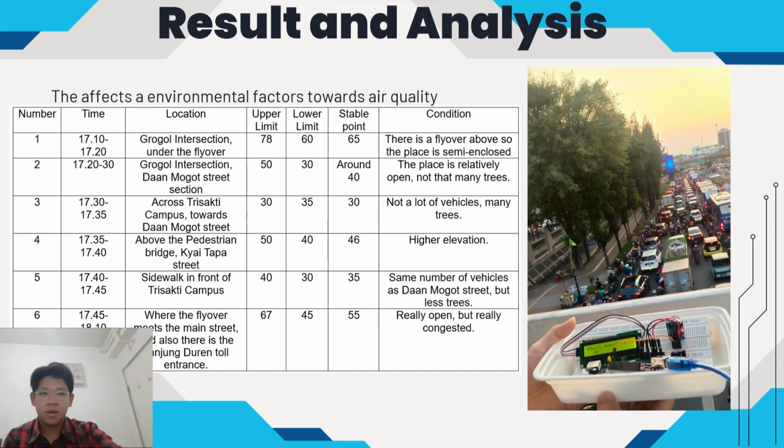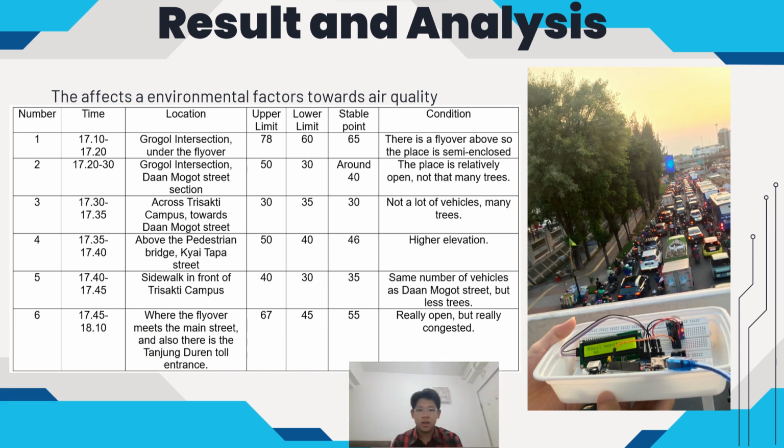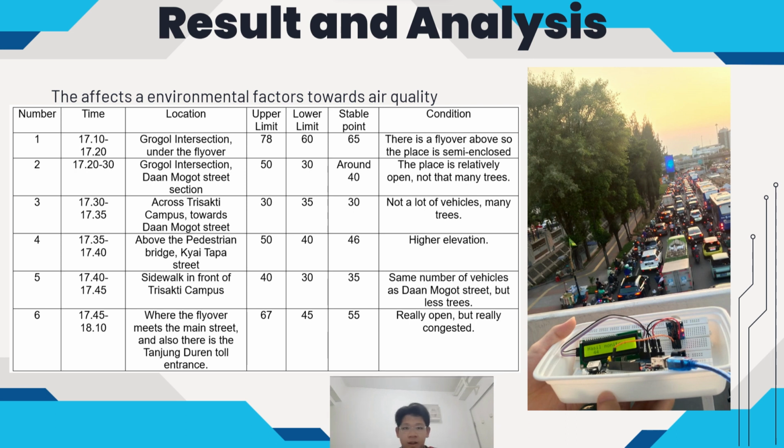The highest reading was 78, and it was taken at the Grogol intersection under the flyover. I took the data under a flyover, so the place is semi-enclosed. And the lowest readings was across the Trisakti campus towards the Almagot Street, which is 30, because there are not a lot of vehicles and many trees.